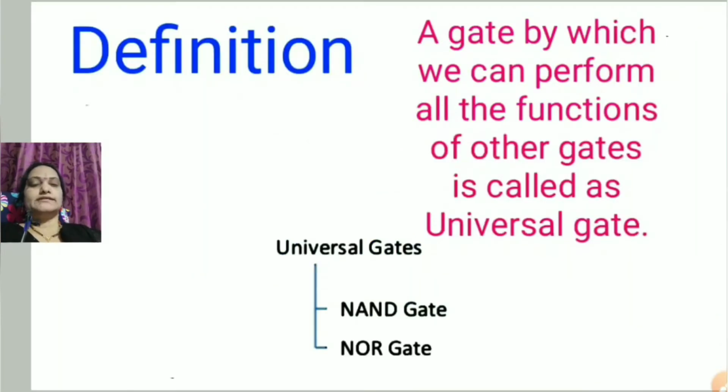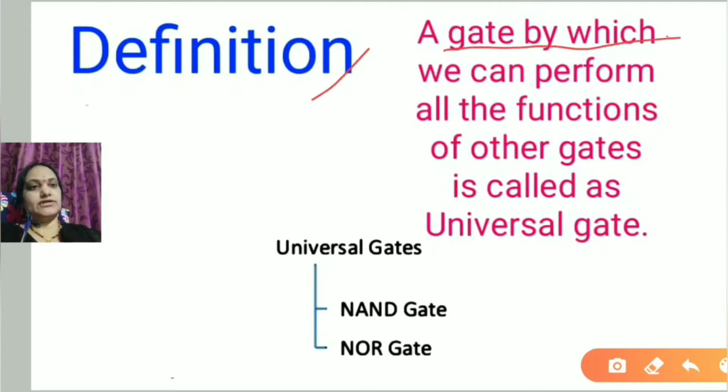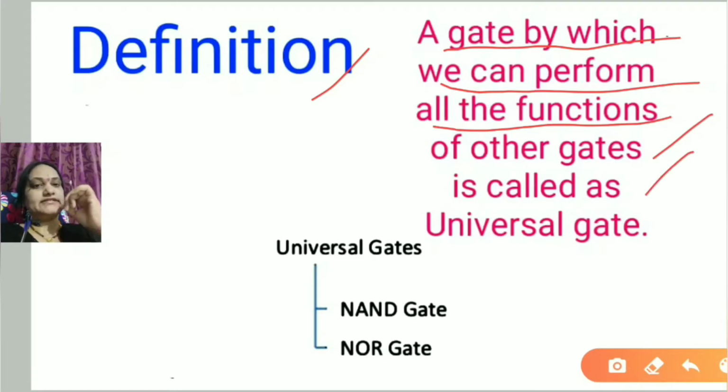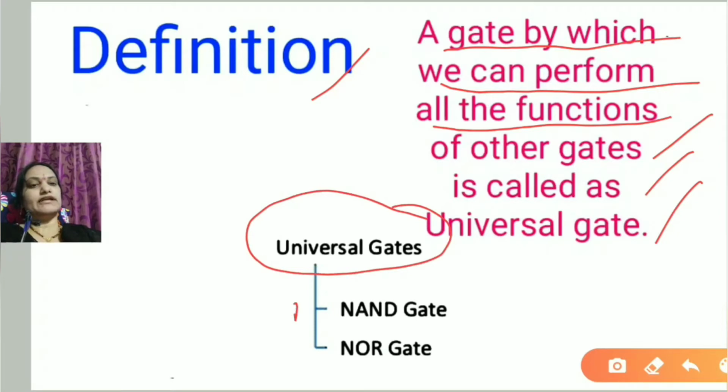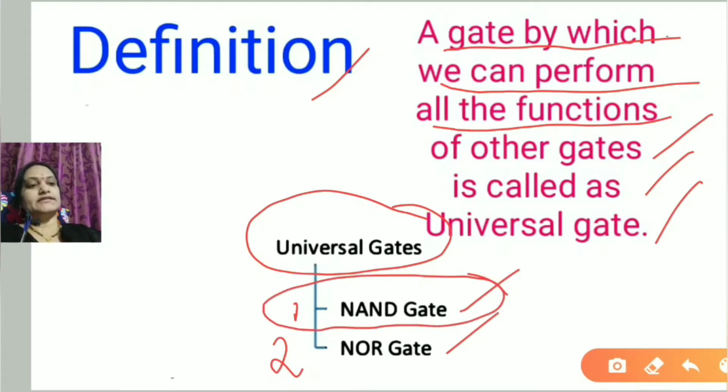Now let us go through the definition of universal gate. A gate by which we can perform all the functions of other gates is called a universal gate. The universal gates are of two types. Number one is NAND gate, number two is NOR gate. So students, today I want to explain NAND gate deeply.